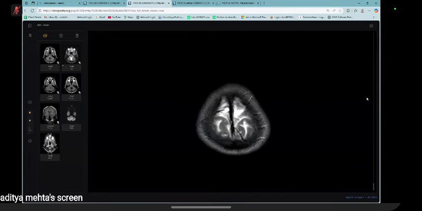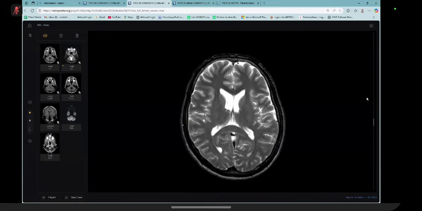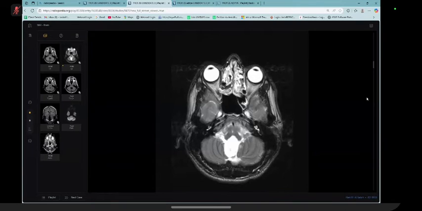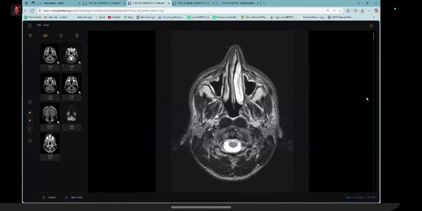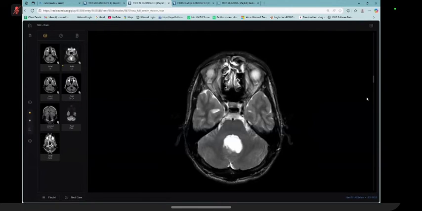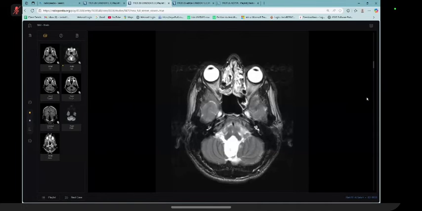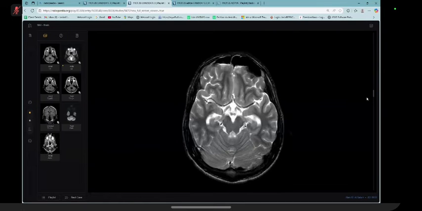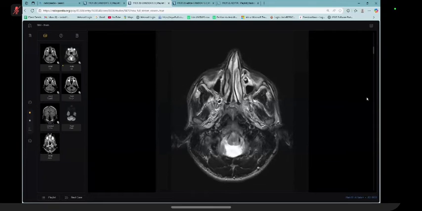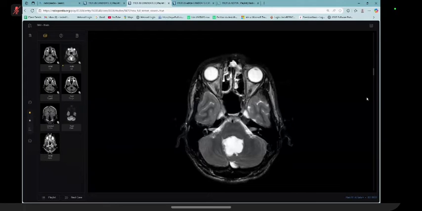I've been provided with axial cut MRI brain T2. I will scroll and then comment. I can see evidence of abnormal hyperintense signal noted within the fourth ventricle of the posterior fossa. Yes, it's marked hyperintense signal.